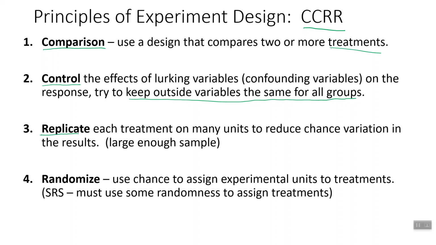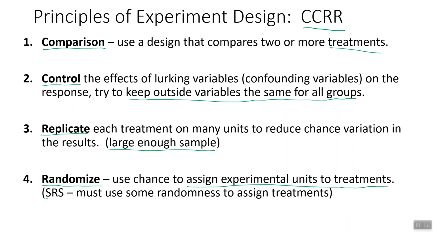All right. Replicate. Each treatment on many units to reduce the chance of variation in the results. In other words, we want large sample sizes. Right? If we only have a sample of 10 people, that's generally not enough for an experiment. And finally, we want to randomly assign treatments. So assign experimental units to treatments randomly.